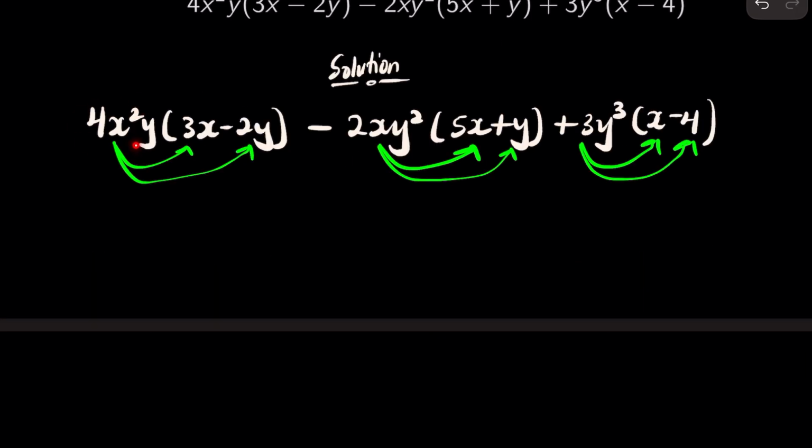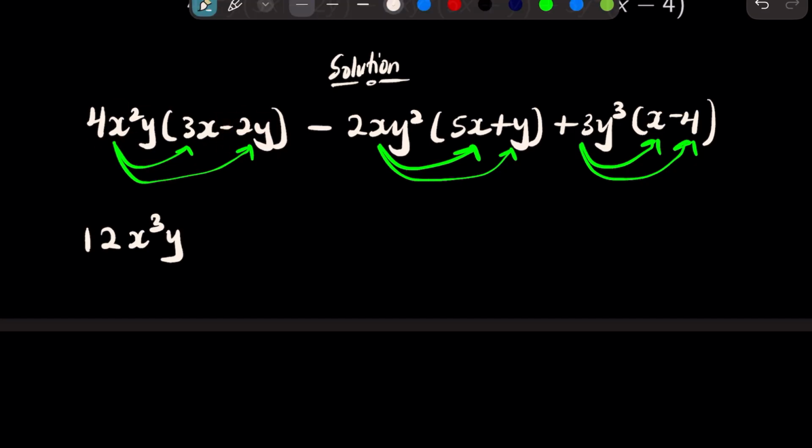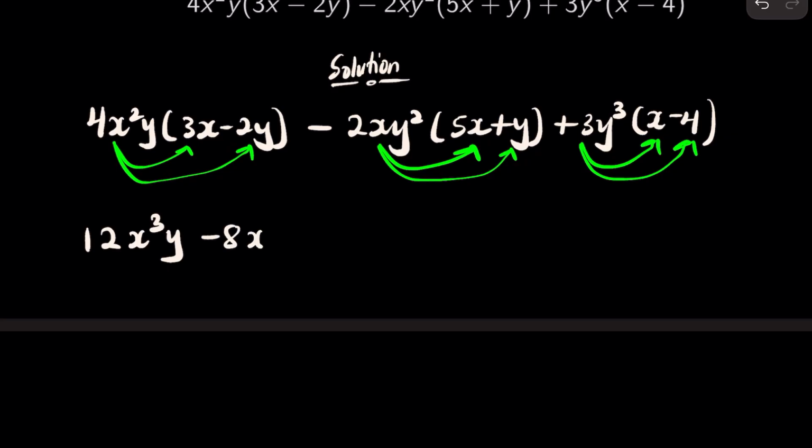So here we have 4x squared y multiplying 3x. So that's going to give us 12x cubed y, right? And also we have 4x squared y times minus 2y. So 4 times minus 2 is minus 8. So that will be minus 8x squared y squared.